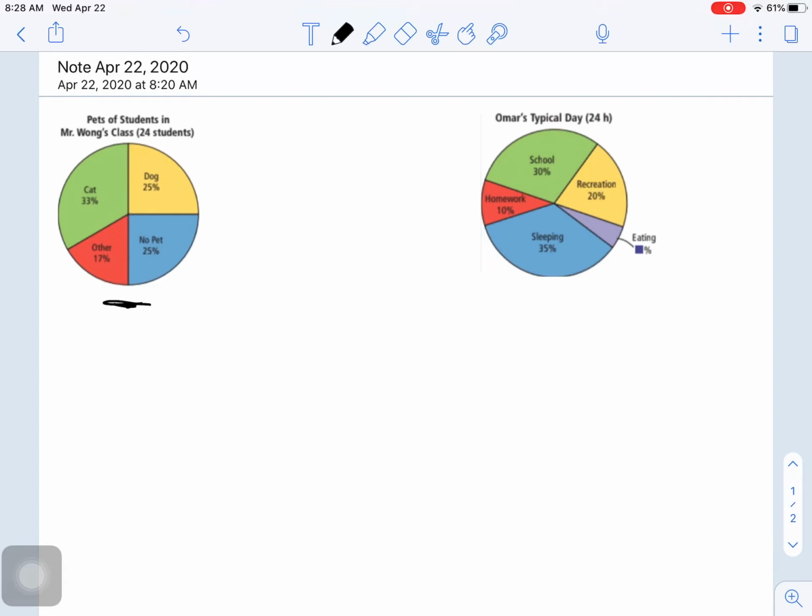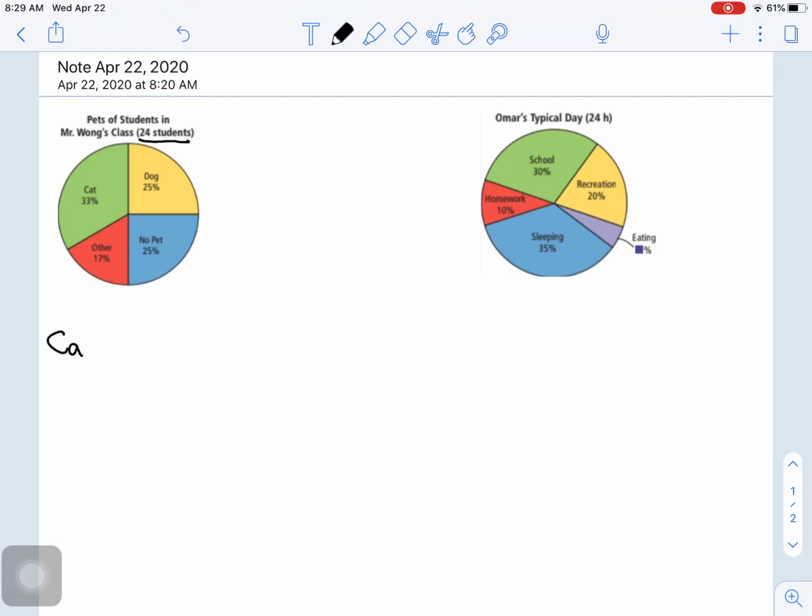So right away, by just looking at this, we could tell that the most students own cats, as well as we could tell that there are 24 students in this class because it says right in the title, pets of students in Mr. Wong's class, 24 students. So if we want to interpret this, I'm going to just label it.